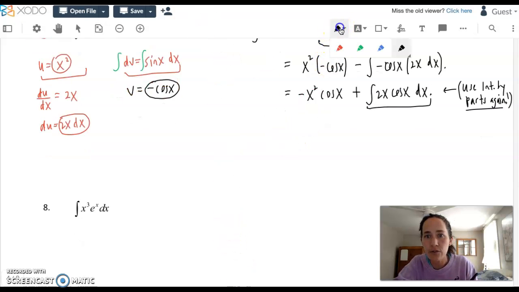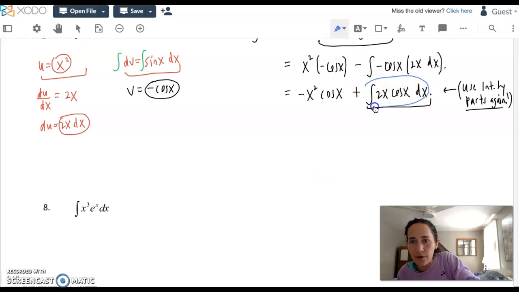So I'll switch colors to blue, and now my side work becomes focused on this part. This part's good to go. It'll appear in my final answer. What I circled is what we need to focus on. So let's do this one more time. Let's pick a u and a dv. So let's let u equal some part of this where its derivative becomes simpler than itself. So I like the 2x if we follow the pattern we've been using all along.